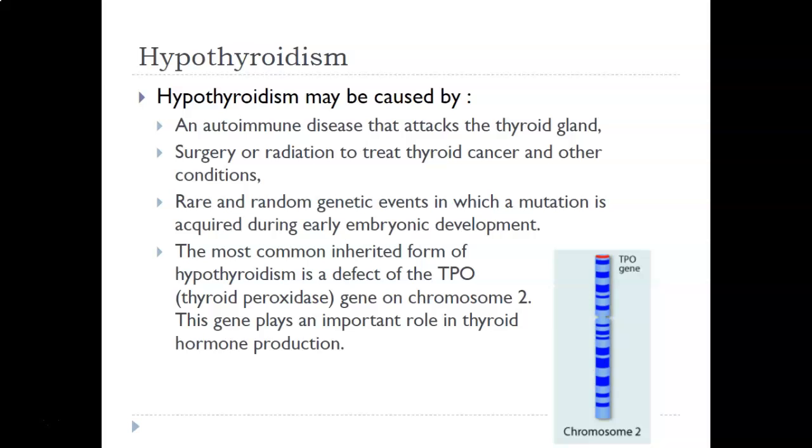It can also be caused by an autoimmune disease that attacks the thyroid gland. Surgery or radiation to treat thyroid cancer can lead to hypothyroidism, or a rare genetic event where a mutation is acquired. But the most common inherited form of hypothyroidism is a defect of the TPO gene, which is found on chromosome 2. This gene's role is basically thyroid hormone production, so a mutation there is going to influence the production of those hormones.